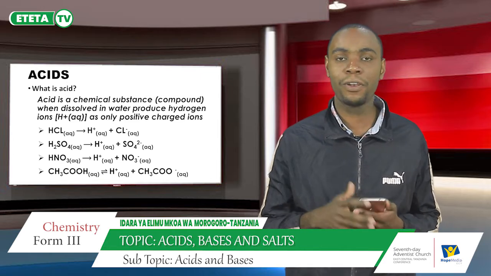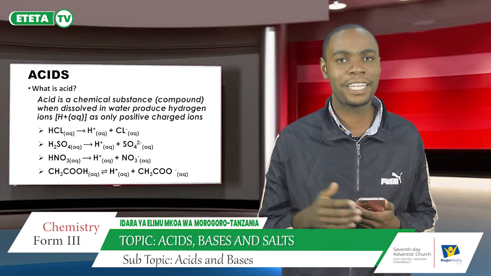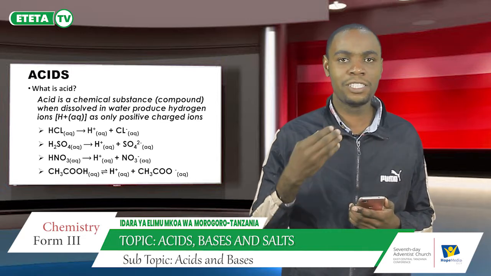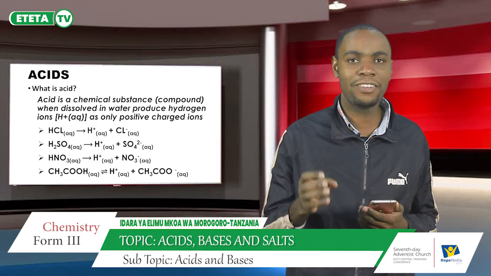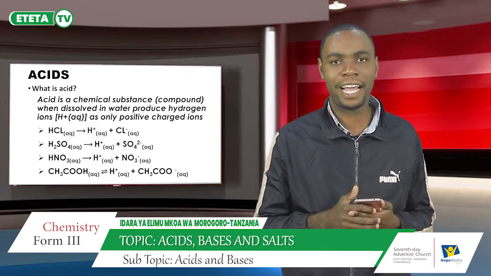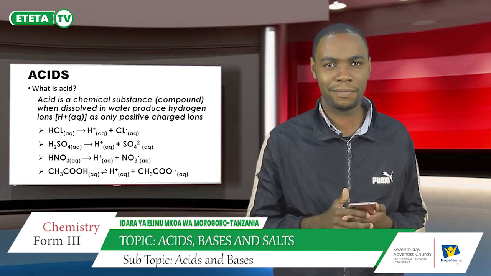For example, we have a lot of acids. For example, hydrochloric acid. When it is dissolved in water, it will produce the hydrogen ion and the chlorine ion, or chloride ion. So the hydrogen ion is produced there. So that one is an acid.